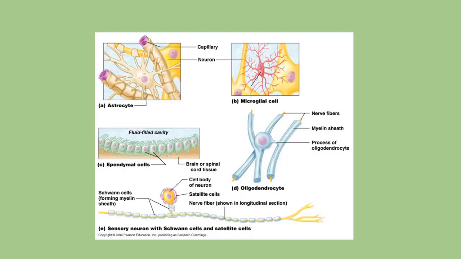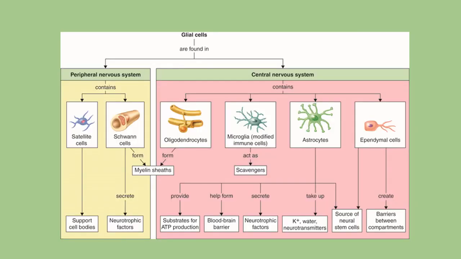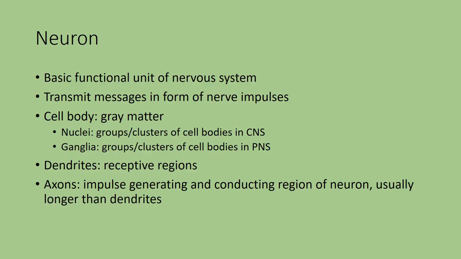So this diagram here is showing just some representations of what some of these cells would be looking like. And this is another chart depicting the various types of neuroglial cells separated by peripheral nervous system versus central nervous system. In terms of their function, you should be talking about those more in your lecture course.